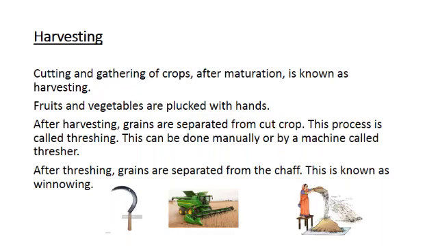And there is a machine called combine which is used for both harvesting and threshing. After threshing, grains are separated from the chaff. This process is known as winnowing. Look at the diagram. This sickle is used for harvesting, and the second picture is of the machine combine, and the third picture is the process of winnowing.